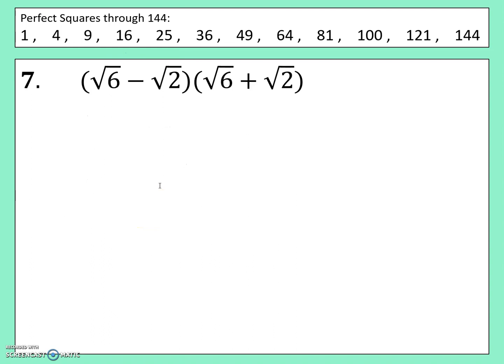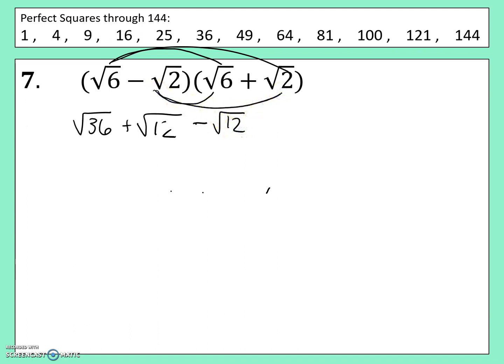Okay, so for number 7, it's the same idea. We're multiplying, and we see two, we can call them binomials that are inside of parentheses. What we think to do is FOIL. So I'll go through this one quickly. Root 6 times root 6 is root 36. Root 6 times root 2 is root 12. Negative root 2 times root 6 is negative root 12.